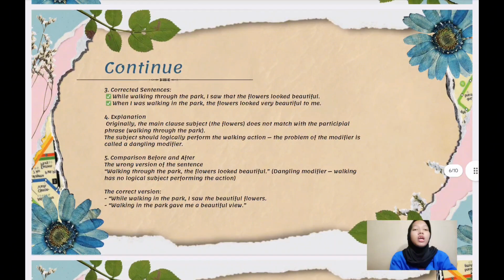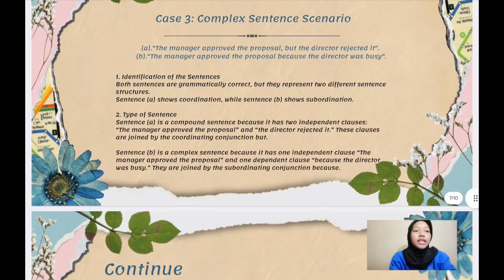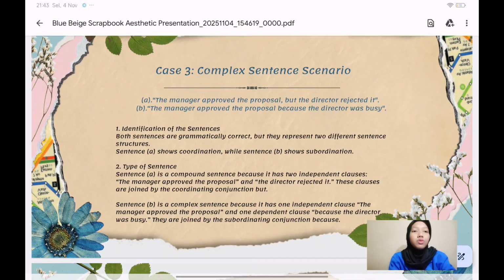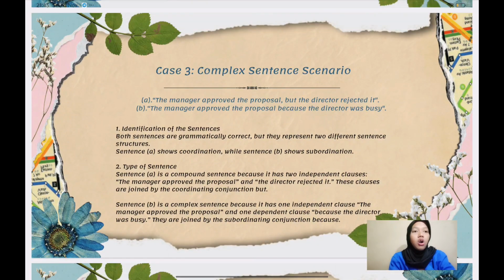In short, dangling modifiers happen when a participle phrase has no logical subject. The correction simply adds a proper subject to make the sentence clear and accurate. Next to the topic, case 3. Complex sentence scenario. Now, let's move to case 3, the complex sentence scenario.